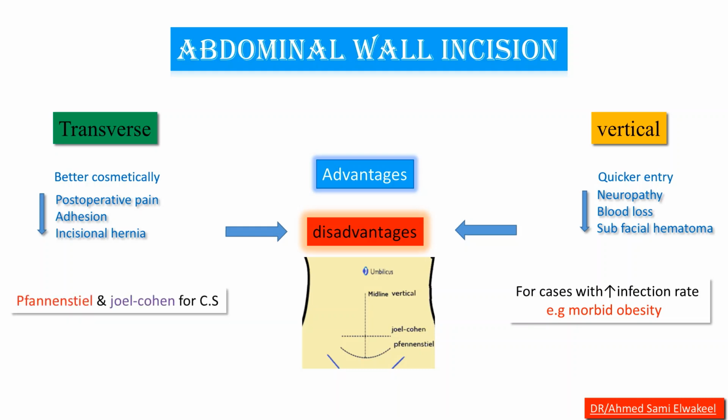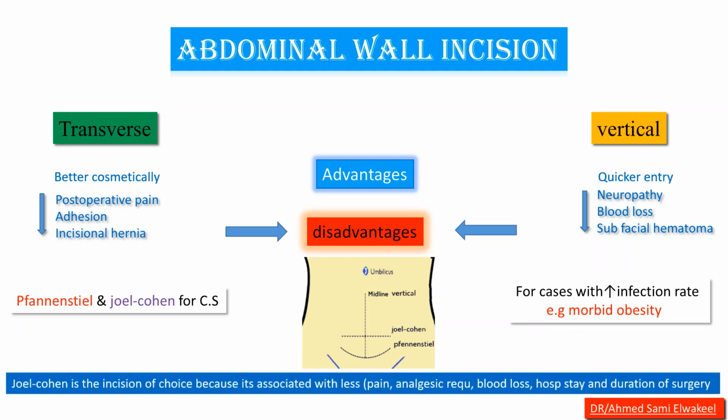We have two types of transverse incision: Pfannenstiel and Joel-Cohen for caesarean section. Joel-Cohen is the incision of choice because it's associated with less pain, analgesic requirement, blood loss, hospital stay, and duration of surgery.